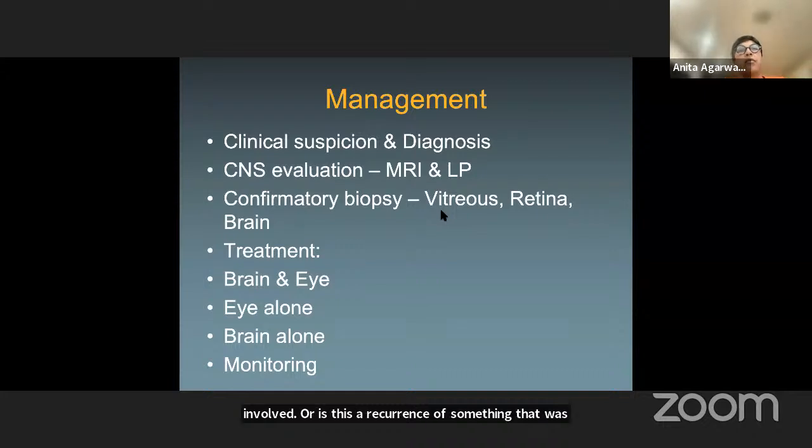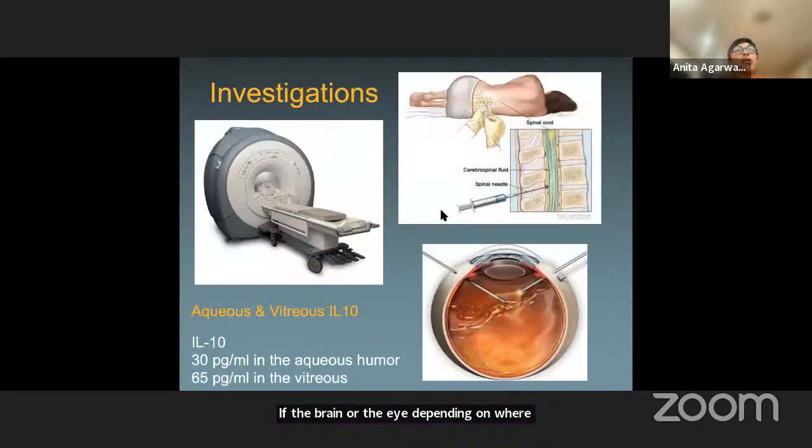And the most important thing after we treat these patients is to monitor them and have surveillance to watch for any recurrences or effects in another location, either brain or the eye, depending on where their primary tumor was. As I mentioned, it's important to get an MRI with contrast, and a lumbar puncture if necessary. If the MRI is negative, only then is a lumbar puncture probably needed. Then make the clinical suspicion based on the clinical features, and do a vitreous biopsy along with a retinal biopsy if the retina is involved, and arrive at the diagnosis.